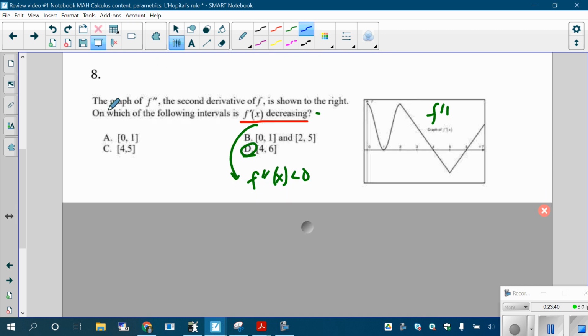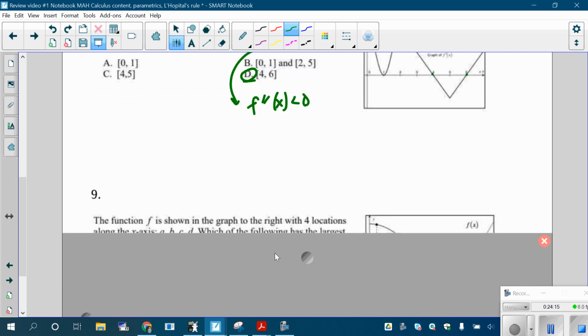A little MAH throwback. They show us the graph of the second derivative here, and they ask us on what intervals is f prime decreasing. F prime decreasing, so the derivative of f prime must be negative. In other words, the second derivative of f must be negative. Now, this is the graph of the second derivative. When is this negative? Oh, below the x-axis, between 4 and 6. Take a question like that slow, but I hope that's not too bad.